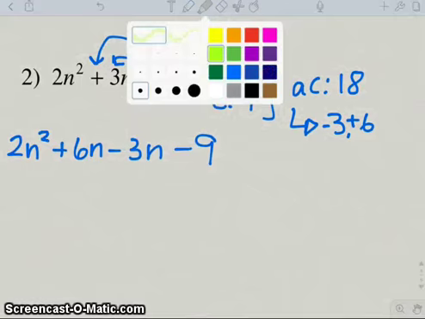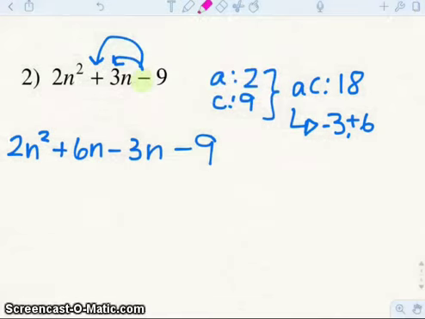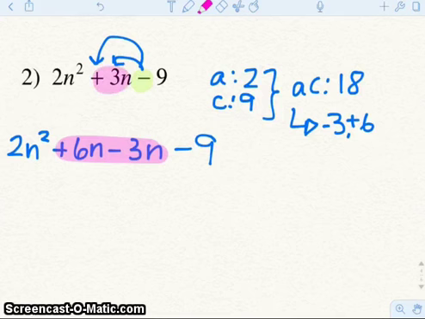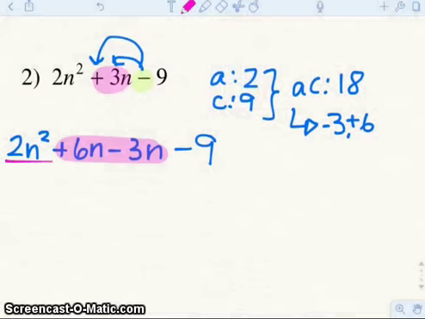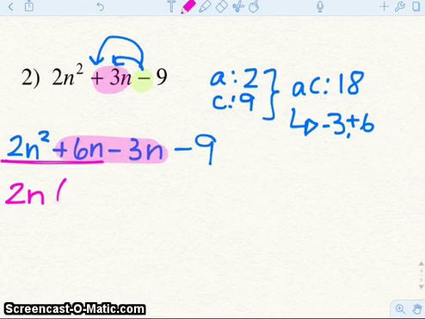Every time you do this, you should be checking: is 6n minus 3n equal to 3n? Yes, then I just changed the appearance. I didn't change the value here. And now I'm going to factor by grouping. So I take out something that the first two have in common. They both have a 2 in there and they both have an n. So I'm left with an n plus 3.